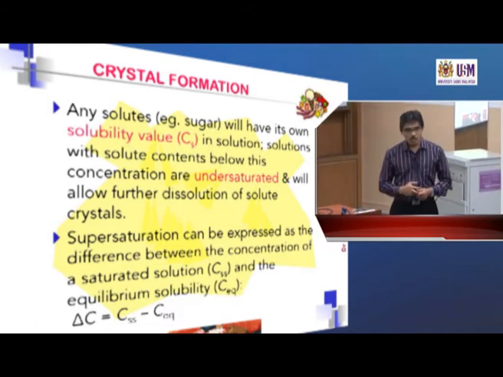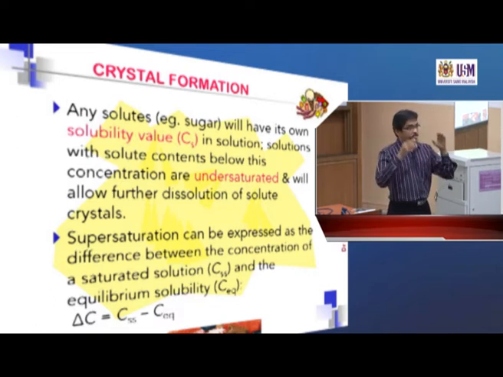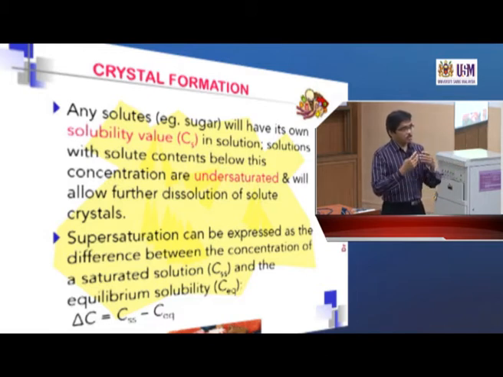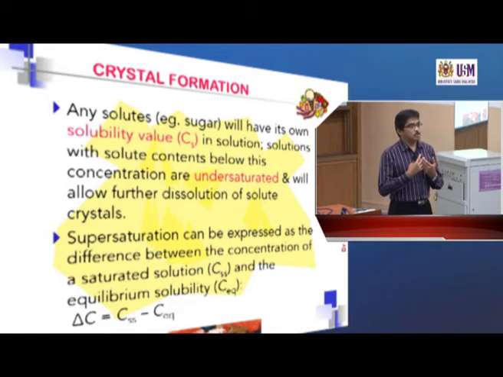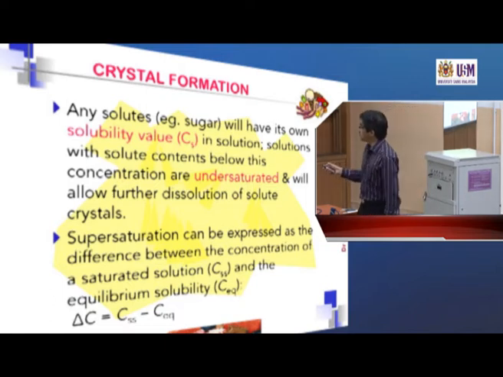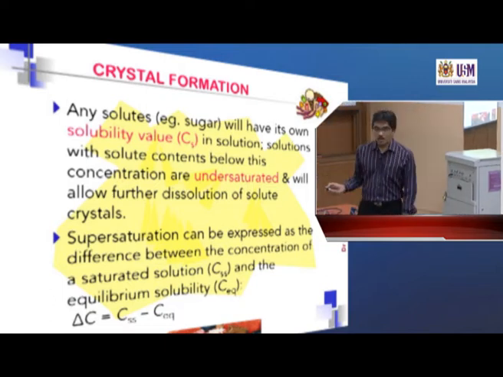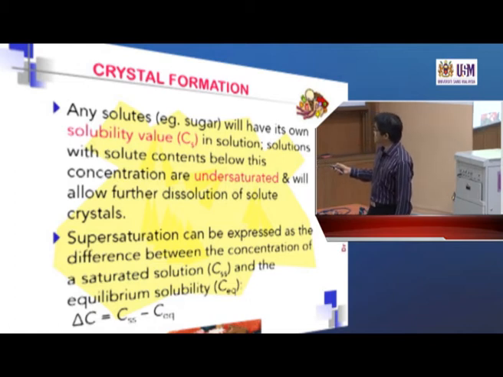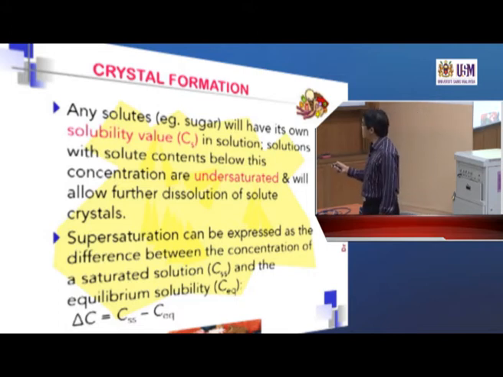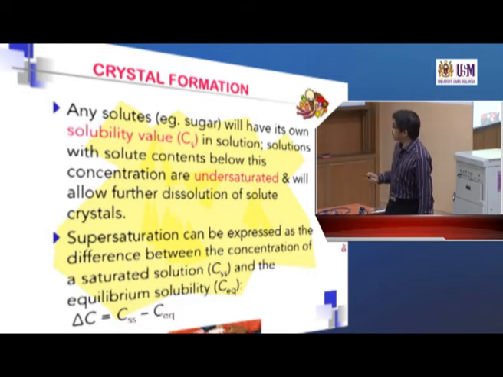Okay, let's now look in more detail at the process of crystallization from a solution. Imagine now we have a solution. We have a solute in the form of sugar, and we dissolve it in water so that we get a sugar solution. Any solute, for example sugar, will have its own solubility value. We denote this by CS in solution. Solutions with solute contents below this concentration are undersaturated and will allow further dissolution of solute crystals.